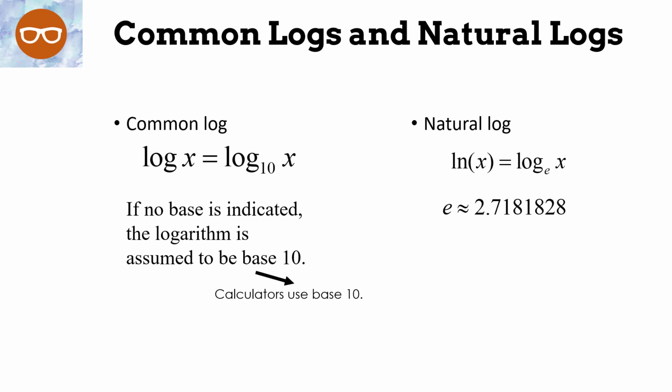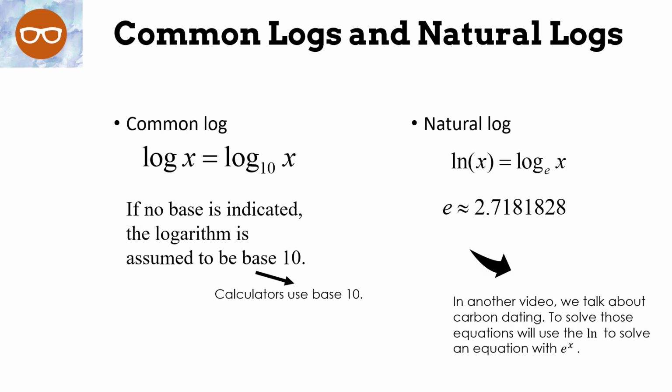Natural log, or ln: we would say the natural log of x is the same thing as saying log base e of x. Now e is a specific number, 2.718281828. In another video, we will talk about carbon dating. To solve those equations, we will use the natural log to solve an equation with e to the x.